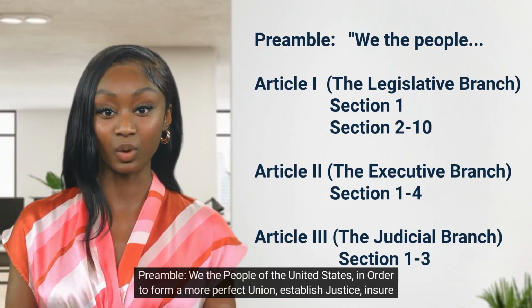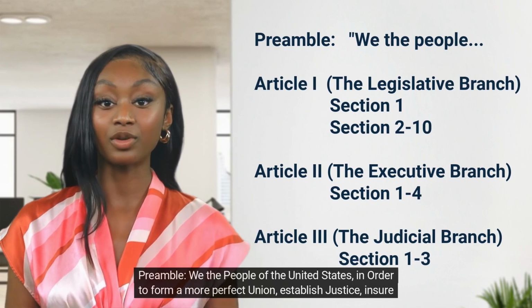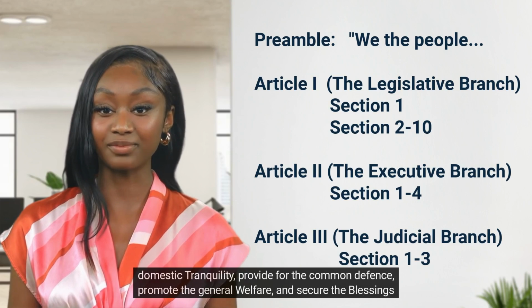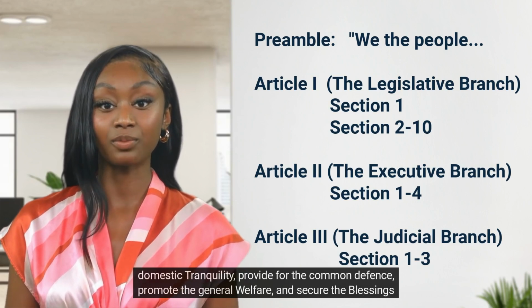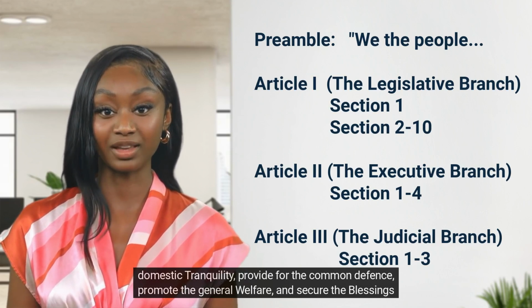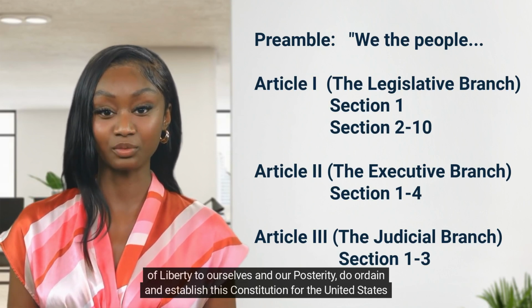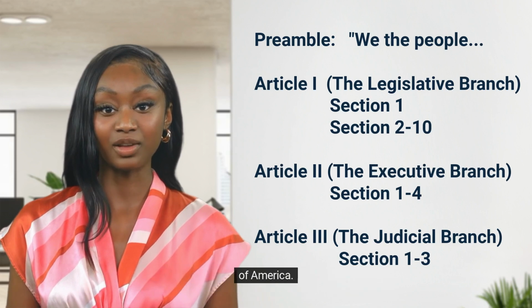Preamble. We the people of the United States, in order to form a more perfect union, establish justice, ensure domestic tranquility, provide for the common defense, promote the general welfare, and secure the blessings of liberty to ourselves and our posterity, do ordain and establish this Constitution for the United States of America.